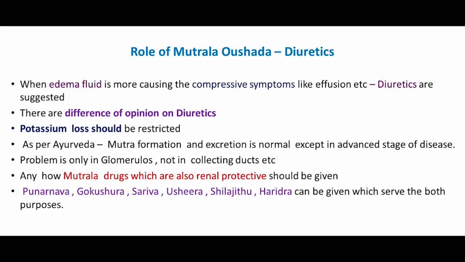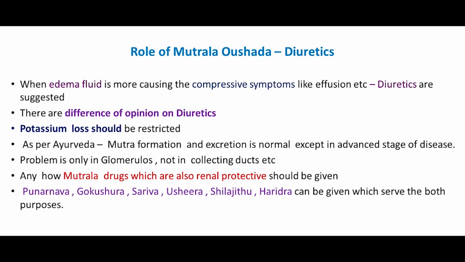Now there is the role of Mutrala Aushadha as a diuretic. When edema fluid is more, causing compressive symptoms like effusion, etc., diuretics are suggested. Contemporary science explains different types of chlorothiazides, Lasix, or even spironolactone, which are potassium sparing diuretics. So there are different opinions on diuretics, whether to use or not.